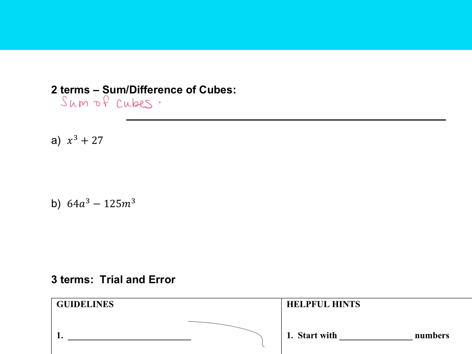So that is when you have a cubed plus b cubed. To factor that out, you're going to do a plus b. You're going to square a. You're going to subtract a times b. And then you're going to add b squared.